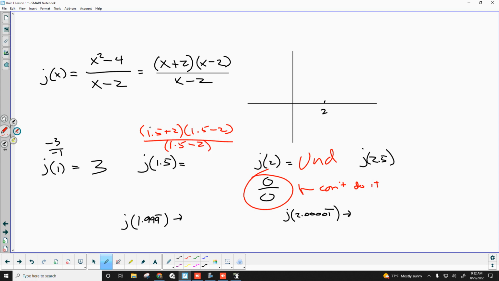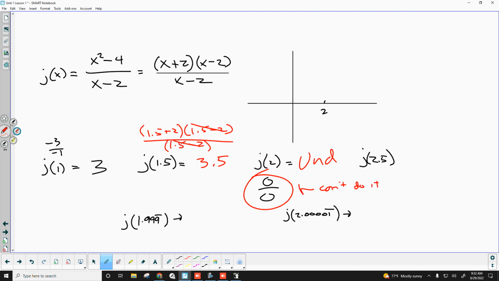Now, this is 3.5. Cool? This is -1/2. This is -1/2. Well, don't the negative halves just cancel, right? Because it's something divided by itself. Yeah, they do. So I just get 3.5. Great. All right, so I have that point 1.5, 3.5.